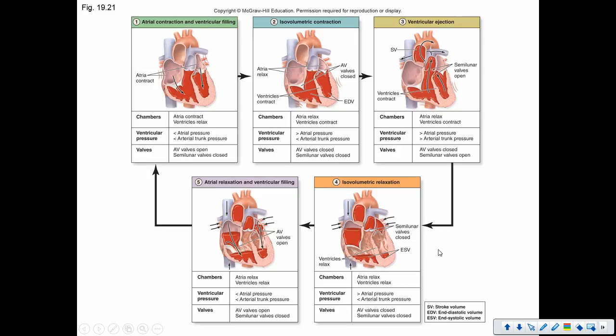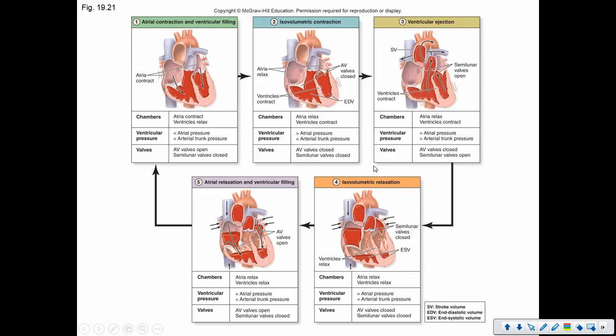Okay. Now, when the ventricles contract, we call that systole. So when we're done with ventricular contraction, we call that the end systolic volume. How much blood is left in the ventricles after systole? Okay, that's the end systolic volume.